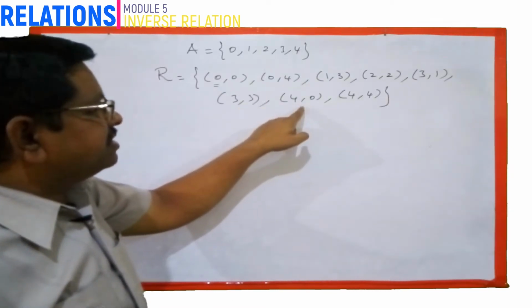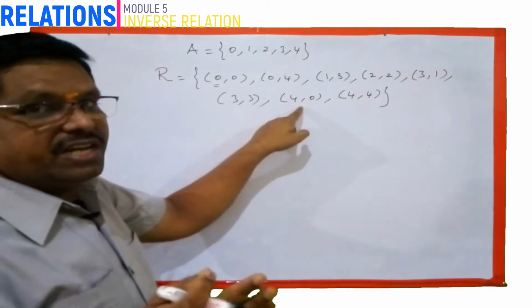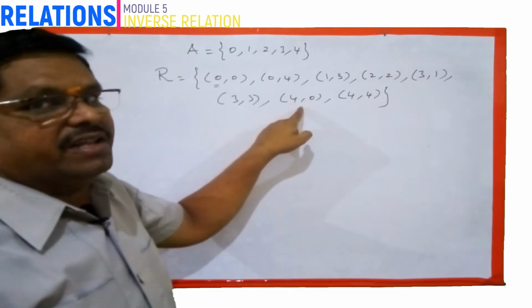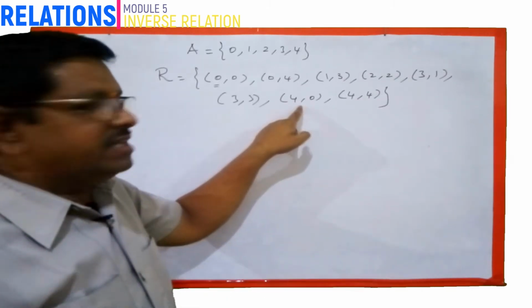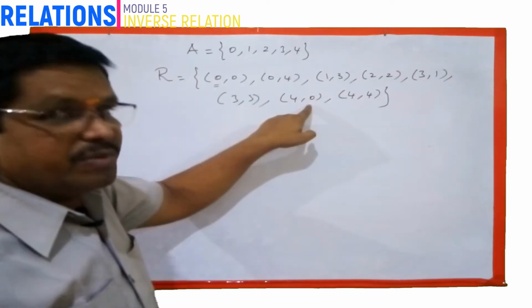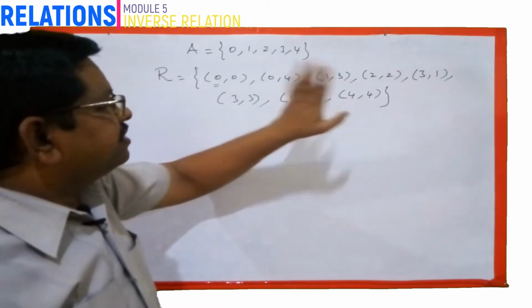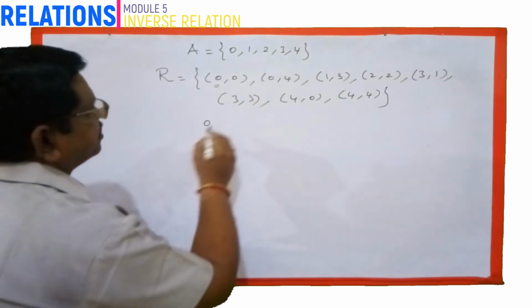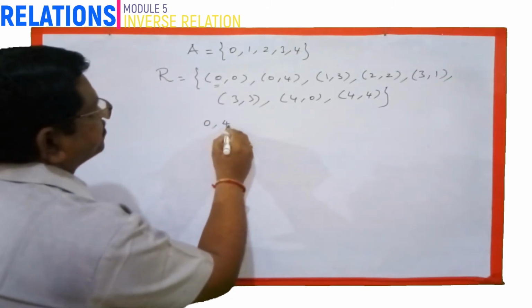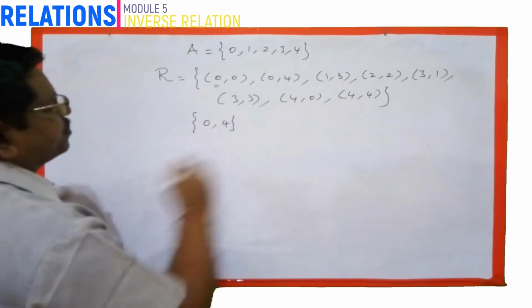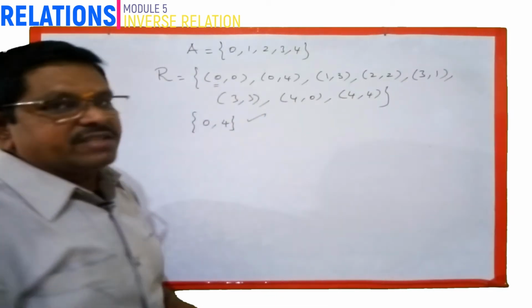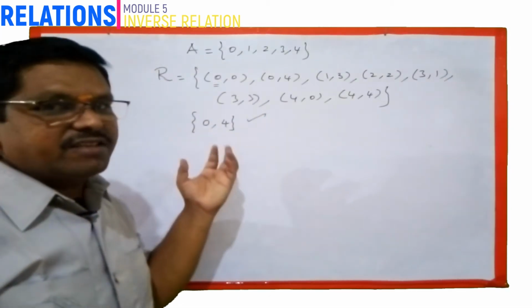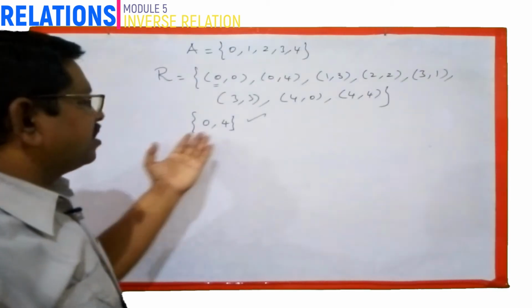But in this ordered pair we have 0. Whether it is a first element or second element, that does not matter. 0 is one element, it is available or not. Yes, 0 is available here. Here it is not available. So when we take 0 as the element, 0 has the relationship with 4. So this is an equivalence class. What is the equivalence class of 0? If anyone asks, you have to say {0, 4}.